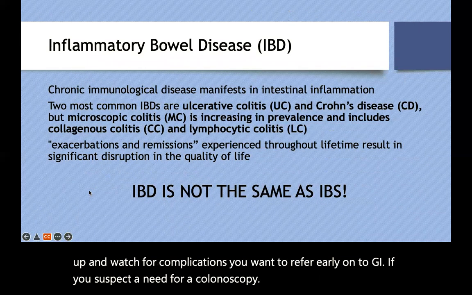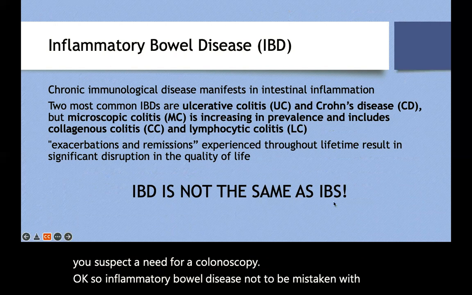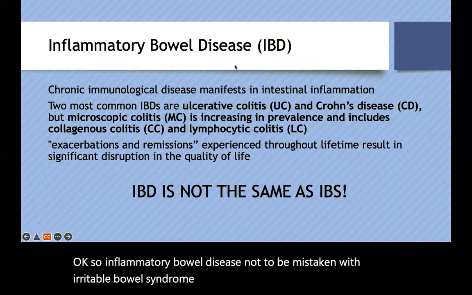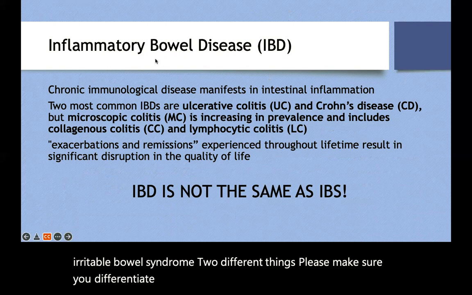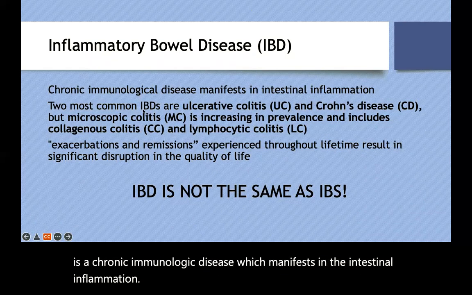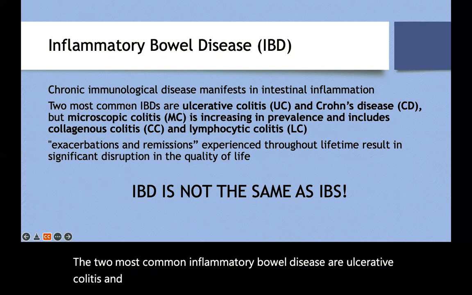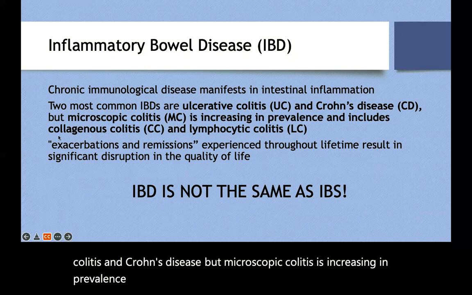Okay, so inflammatory bowel disease, not to be mistaken with irritable bowel syndrome. All right, two different things. Please make sure you differentiate them in your brain. Inflammatory bowel disease is a chronic immunologic disease which manifests in intestinal inflammation. The two most common inflammatory bowel diseases are ulcerative colitis and Crohn's disease, but microscopic colitis is increasing in prevalence and includes collagenous colitis and lymphocytic colitis.